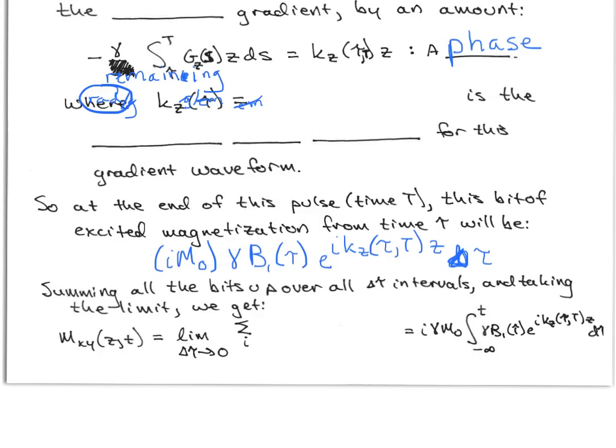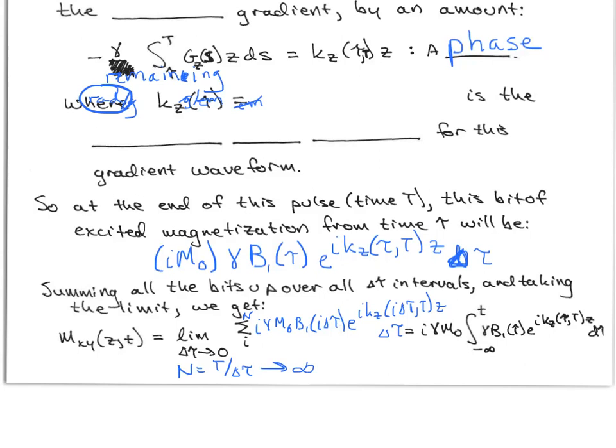We'll say that for each delta t, we'll have n time segments, and we will have i times gamma times m0 times b1 of i delta tau times e to the i kz of i delta tau to capital T times z, and then we also need a delta tau down here, right? So we're going to have all those, and then n, of course, is going to go to infinity, because n is equal to capital T over delta tau, which goes to infinity as delta tau goes to 0. So capital N here is the total number of time segments in the pulse for a given step size delta tau.